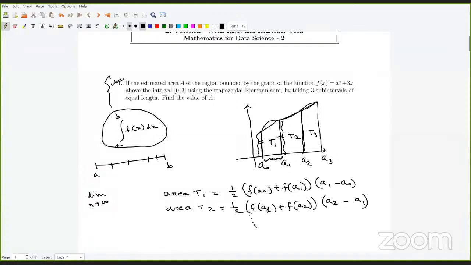Acha, and one more thing, sir. Sometimes the norm sign is used. Norm is basically the length of the subinterval, but in the definition of the norm, it is given as the maximum of delta xi. It means this interval may vary, but whatever the maximum value, I will take. But when we are taking equal subintervals, what does max mean? Then everything is the same, so max is also that value, right? Okay.